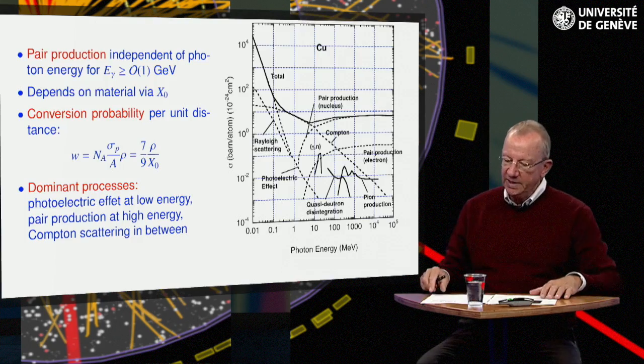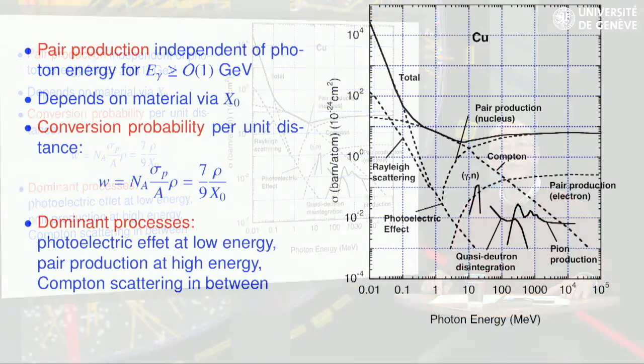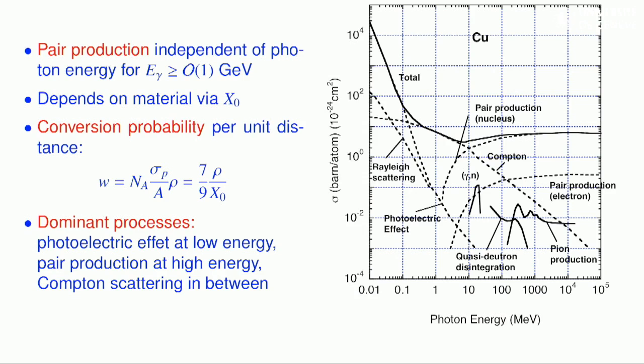The cross-section for pair production becomes almost independent of the photon energy above an energy of about 1 GeV, and then depends only on the material, that is to say, on X0. The conversion probability per unit distance is inversely proportional to the radiation length. The mean free path for a photon before it converts is the inverse of this probability, and thus 9/7 of a radiation length.